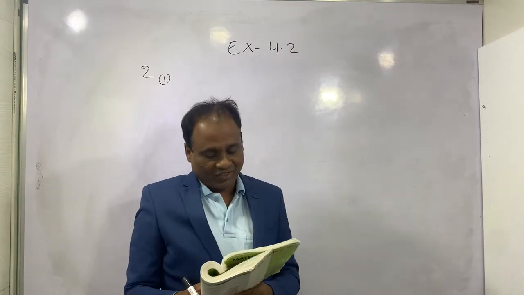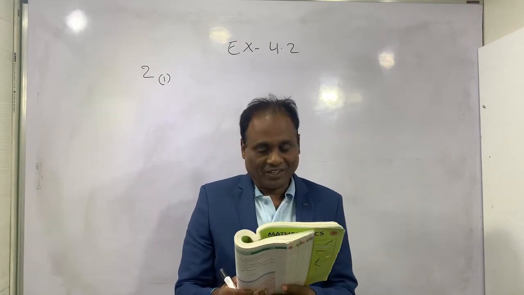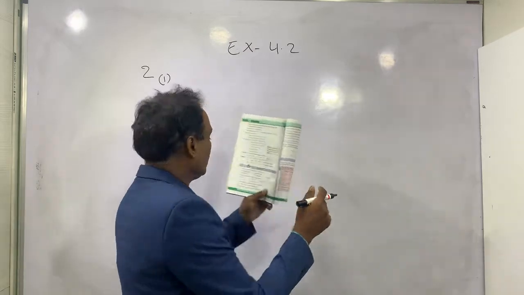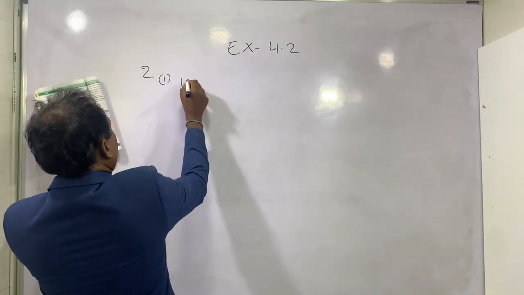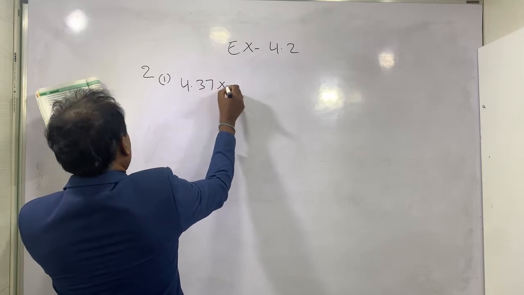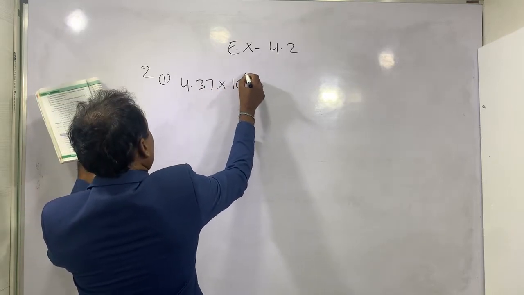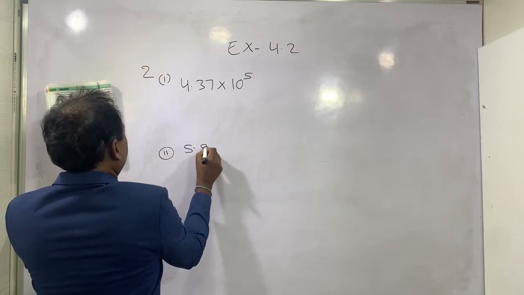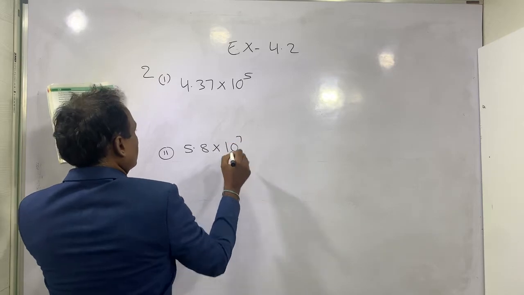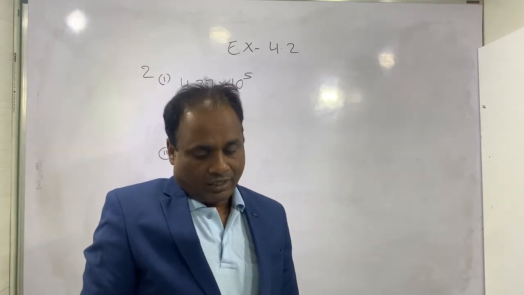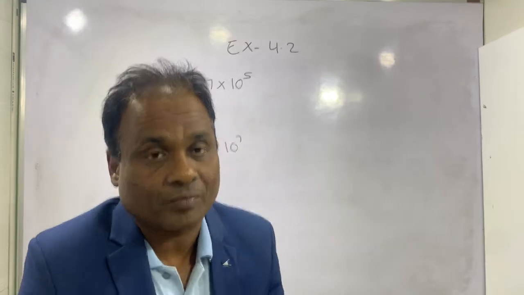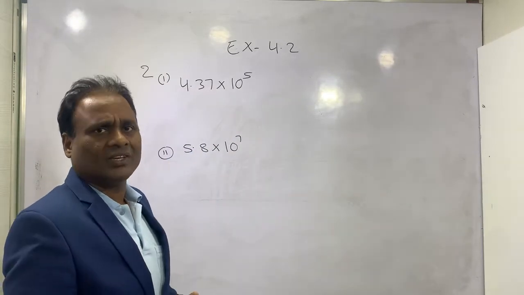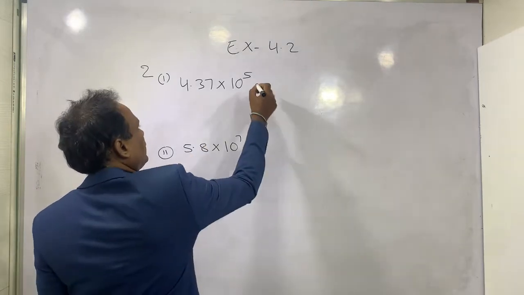The question is, express the following numbers in the usual form. Standard form is given, change it into usual form. This is called standard form. Change it into normal form. Normally we write the numbers like that. So we have to change it. How to change? See here.